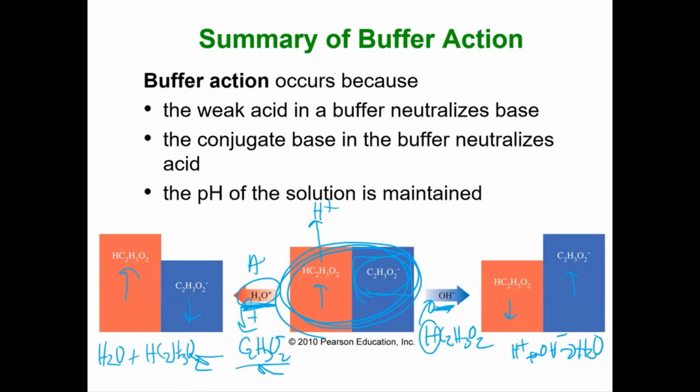So this is my acid because it's a proton donor. This is my base because it's a proton acceptor. And I get the conjugate acid, which is the weak acid found in this buffer solution.